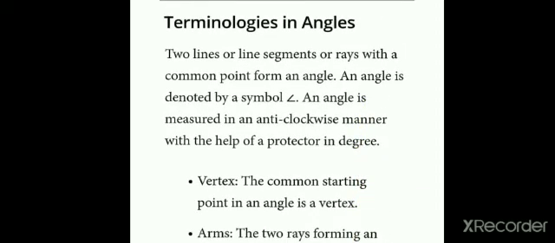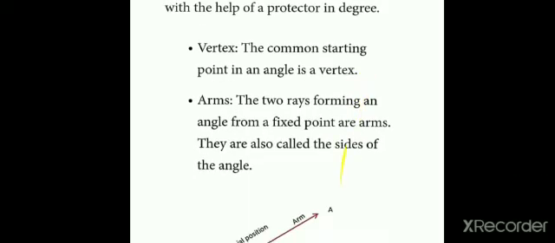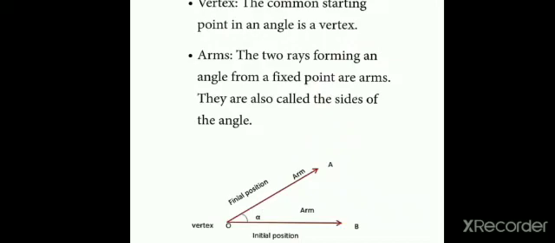See here, they have given two lines or line segments or rays with a common point forming an angle. See here there are two line segments, that is OA and OB. It has the common point O, and the gap between the two rays is called an angle.